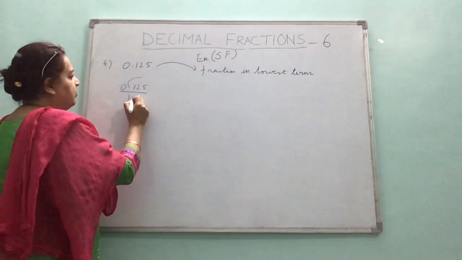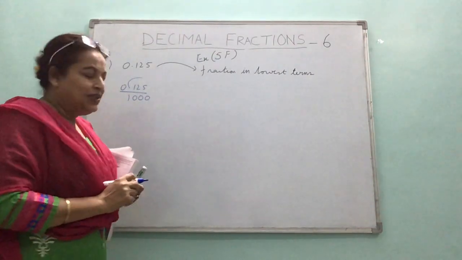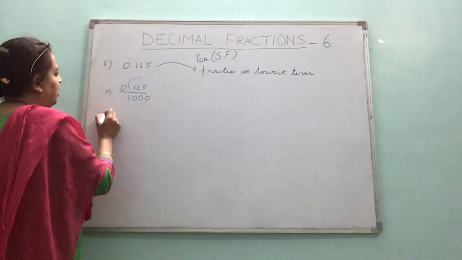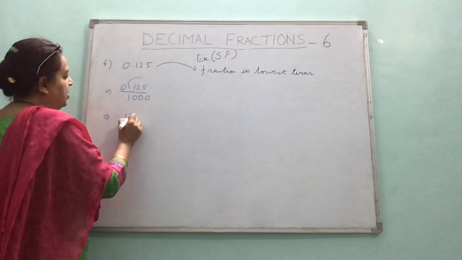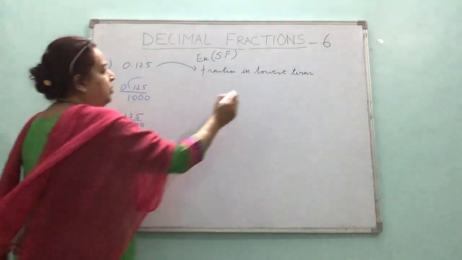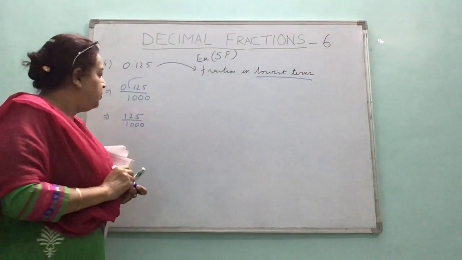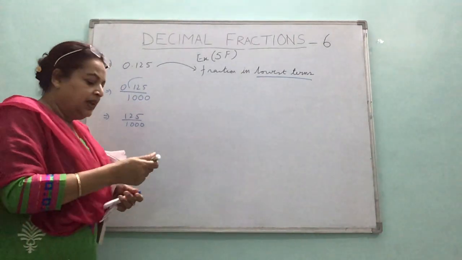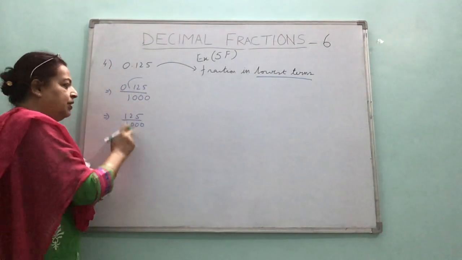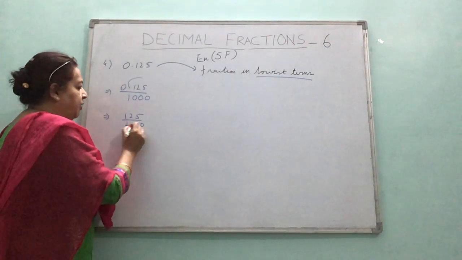And as many decimal places as there are, put that many zeros after that, right? So it is converted to what? A fraction. It is 125 by 1000. Now, in lowest terms means if there is a common factor, divide by that. Now we can see both numerator and denominator have common factor 5. So I am dividing by 5.